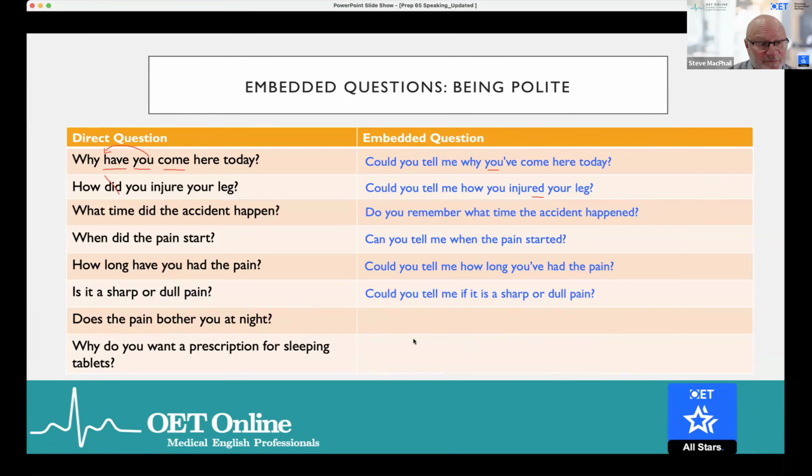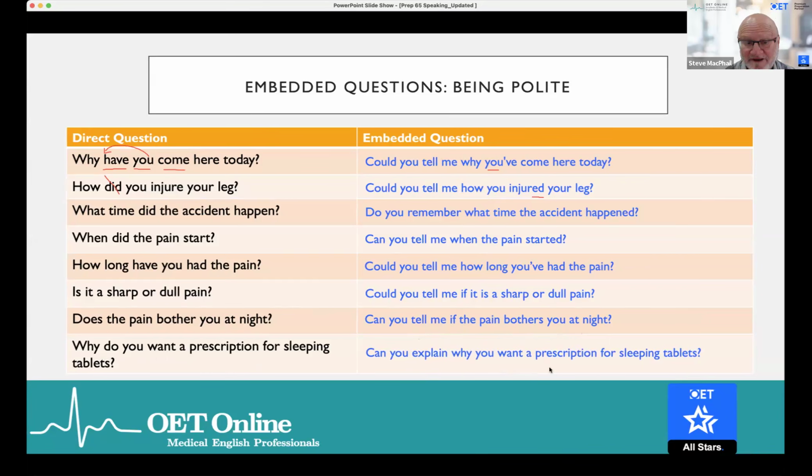Does the pain bother you at night? Could you tell me if the pain bothers you at night? Last one, why do you want a prescription for sleeping tablets? Can you explain why you want a prescription for sleeping tablets? So we've introduced a new word for tell. Can you explain why you want a prescription for sleeping tablets?